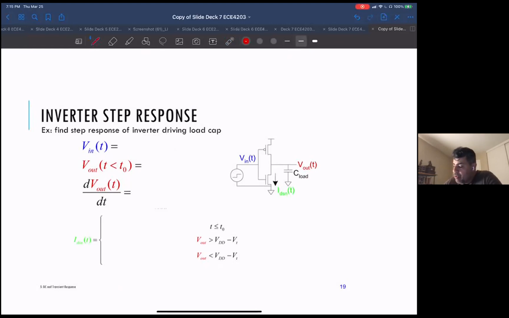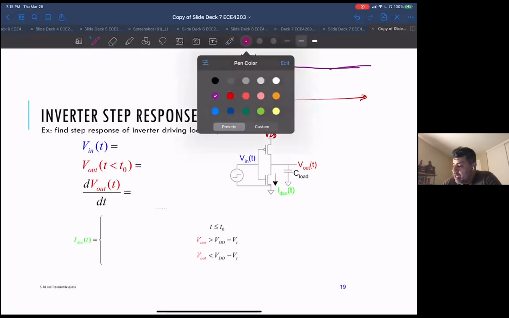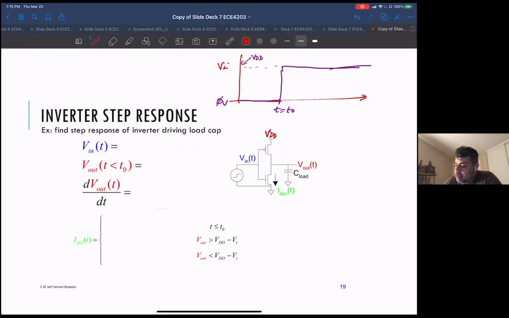So what does that look like? If this is VDD, at t equal to t0, the input is going to go from 0 volts to VDD. Again, you'll remember this is a math concept. The way you would express that in an equation is with a step function.